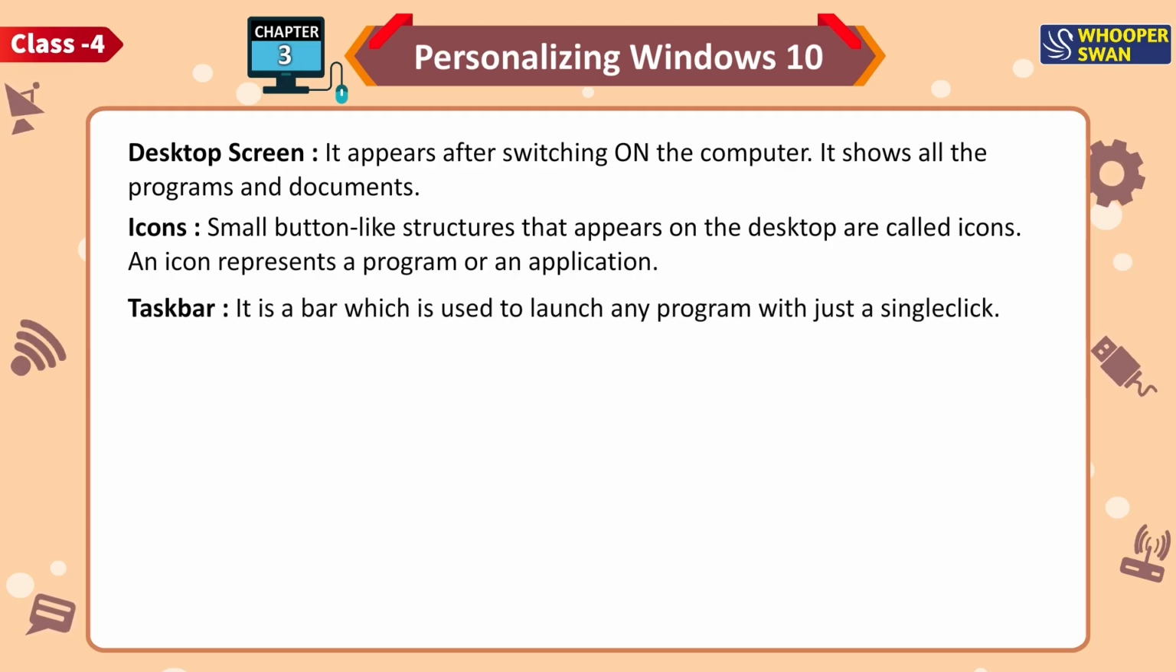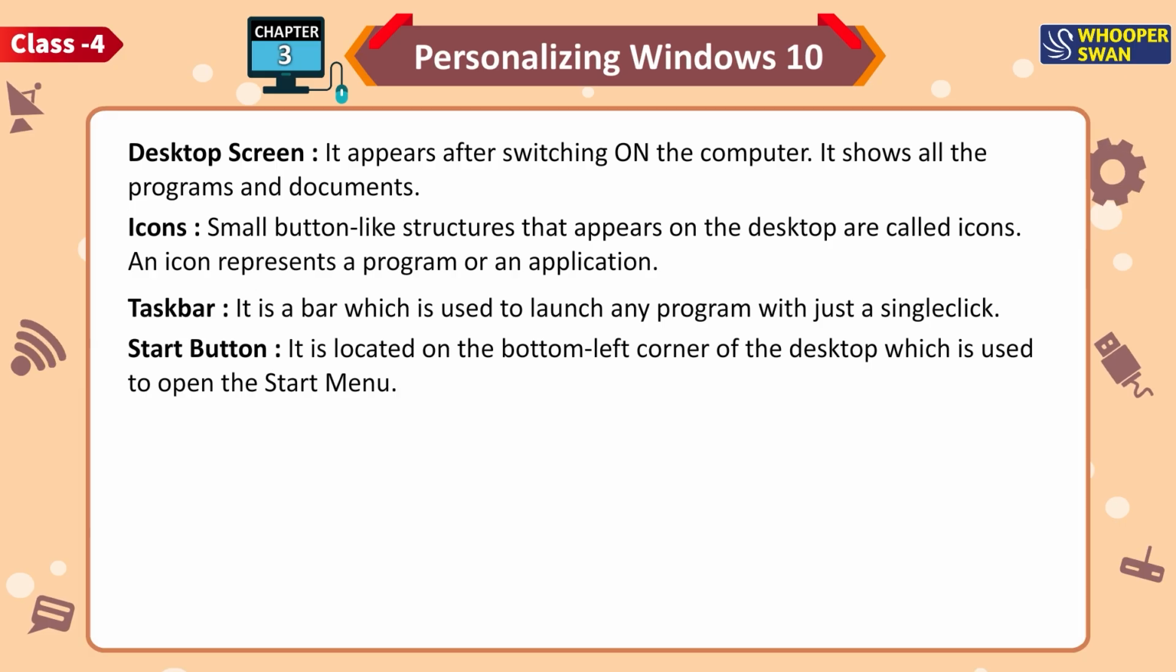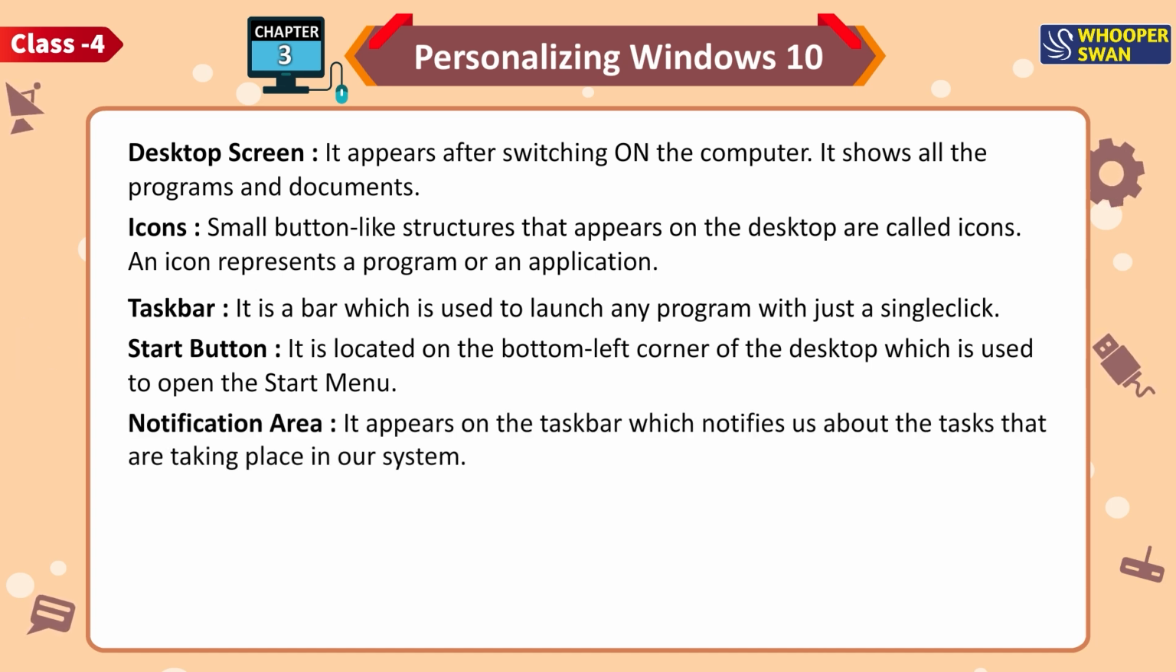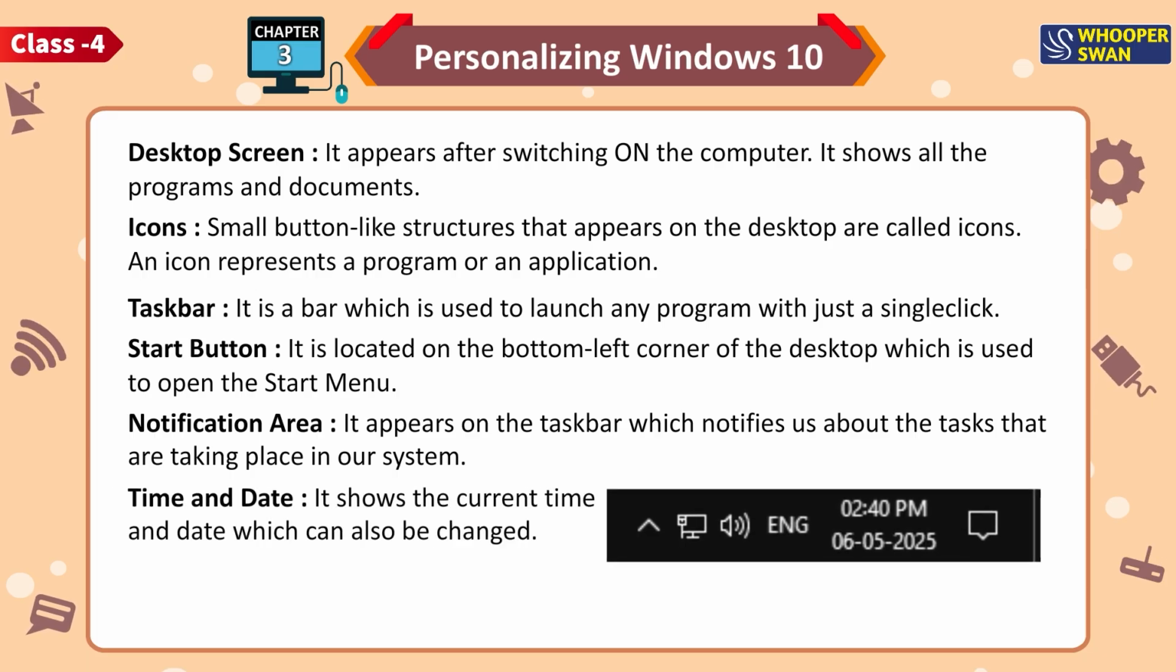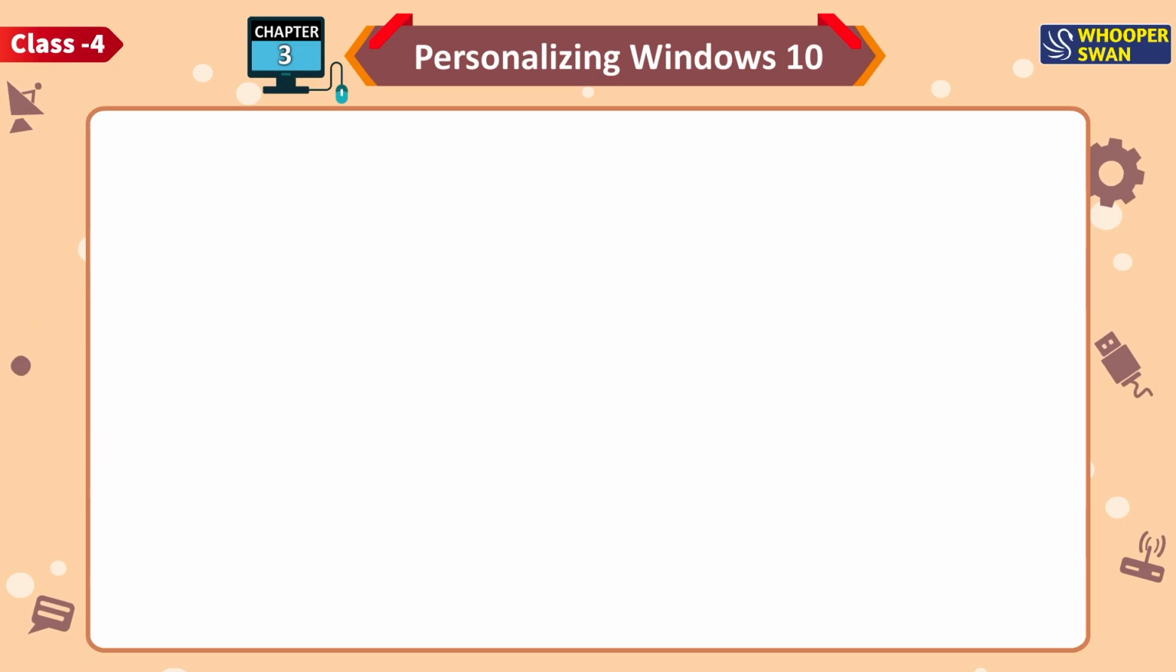Taskbar. It is a bar which is used to launch any program with just a single click. Start button. It is located on the bottom left corner of the desktop which is used to open the Start menu. Notification area. It appears on the taskbar which notifies us about the tasks that are taking place in our system. Time and date. It shows the current time and date which can also be changed.